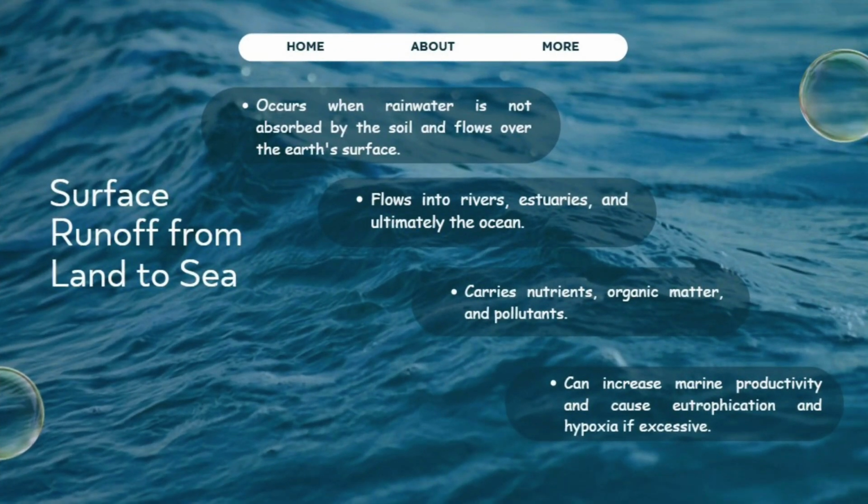Next, surface runoff from land to sea happens when rainwater is not absorbed by the soil and flows over land into rivers and eventually the ocean. This runoff transports nutrients, organic matter, and sometimes pollutants. While nutrients can increase marine productivity, excessive runoff may cause problems like eutrophication and low oxygen levels in coastal water.